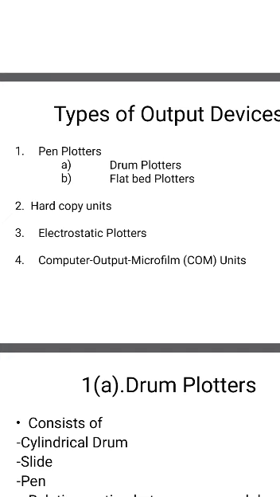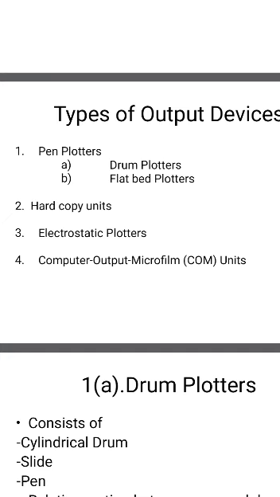So here we wrap the paper on the drum. A drum plotter is a pen plotter that wraps the paper around the drum with a pin feed attachment. The drum then rotates the paper as the pen moves across it and draws different types of images. That is called a drum plotter.